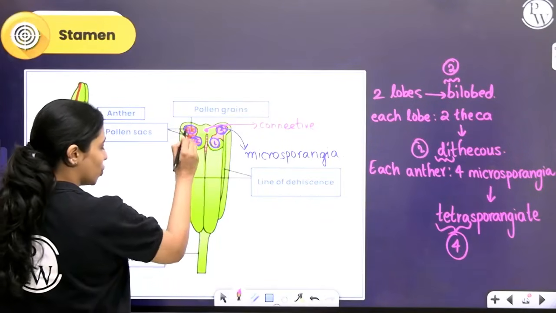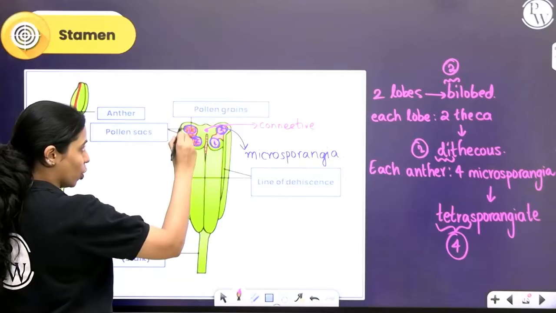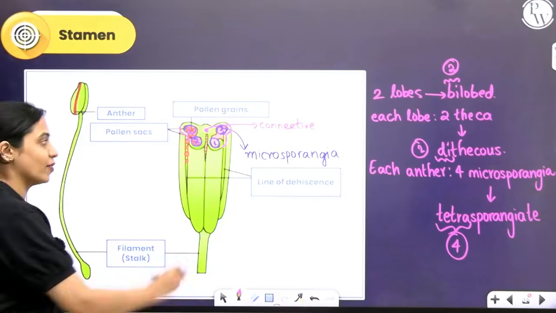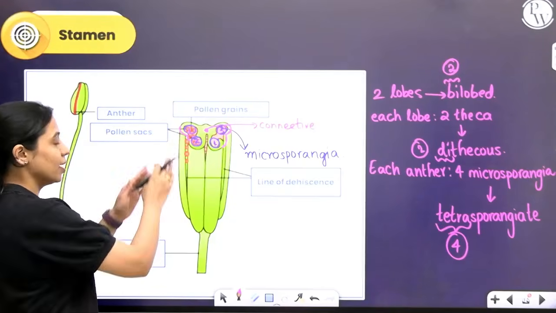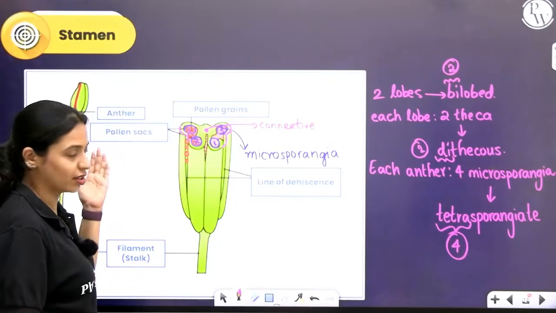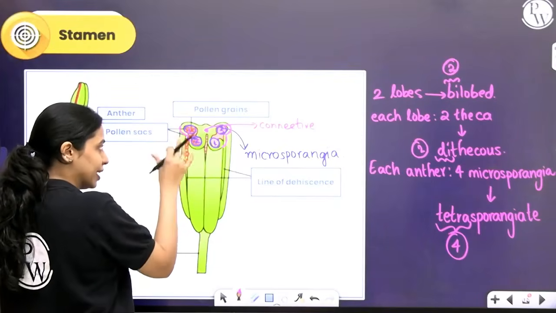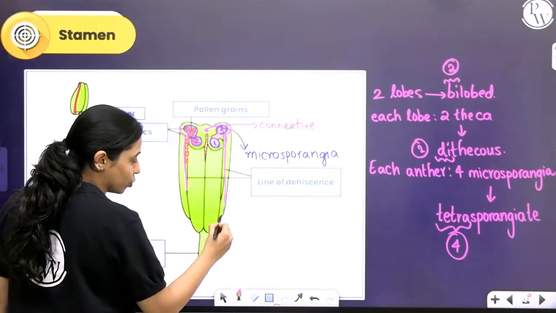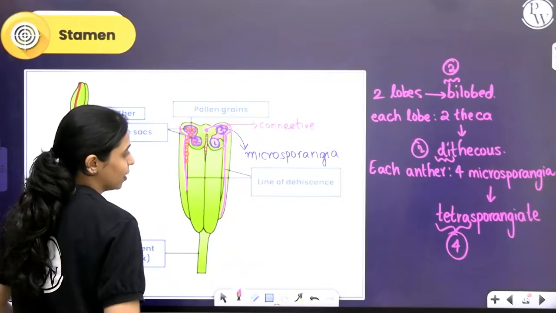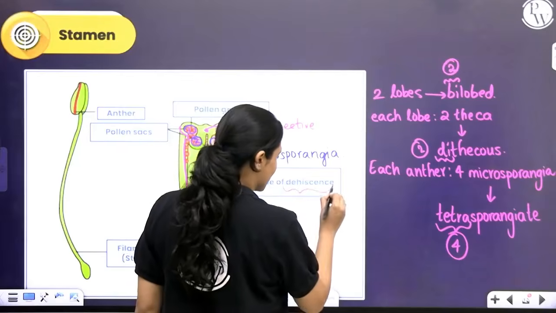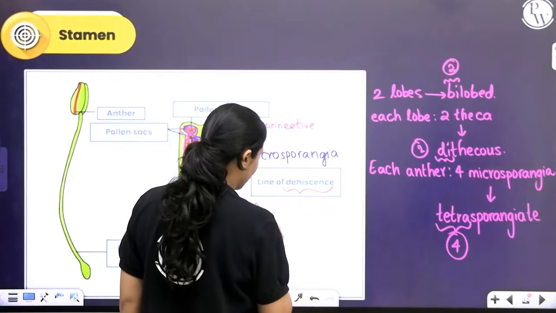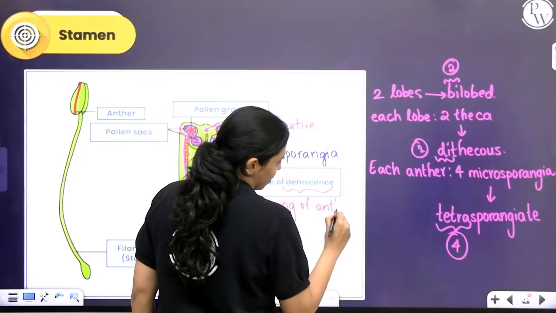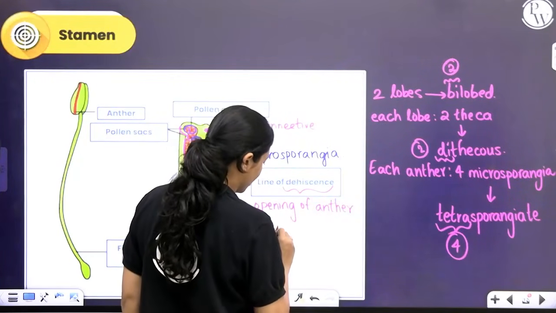In between 2 theca, in the same lobe, there will be a groove-like thing that is called the stomium or the line of dehiscence. After the pollen grains are formed inside, the anther has to break open to release the pollen grains, right? So the pollen grains are released when the anther opens. The anther opens specifically in this groove. So it splits open over there. That is why it's called the line of dehiscence. Dehiscence basically means opening of the anther to release pollen.